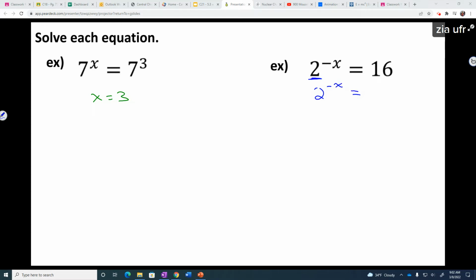So we're just going to keep this one the same. And you can just experiment with your calculator. If you don't know that 2 to the 4th is 16, you can just try 2 to some different powers. Try 2 to the 3rd, that's 8. Do 2 to the 4th, that's 16. So we're going to write it as 2 to the 4th because that's equivalent to 16. Now that we have the same base, we can set the exponents equal to each other. Then we got negative x equals 4. Divide both sides by negative 1. Get x equals negative 4.